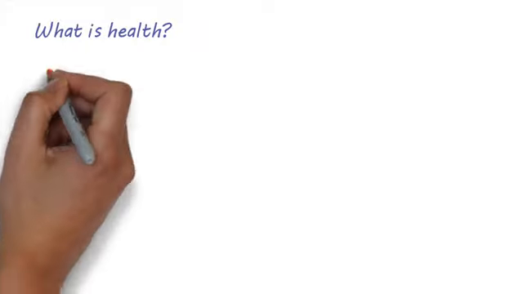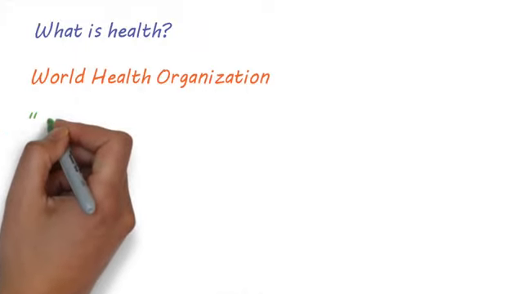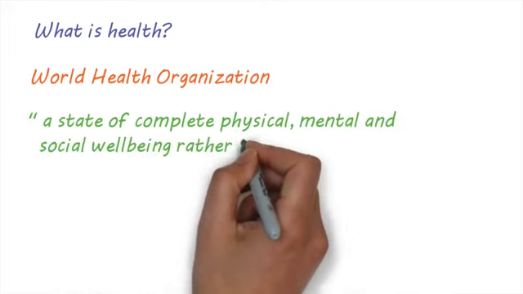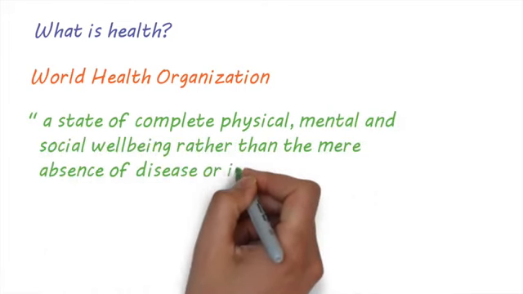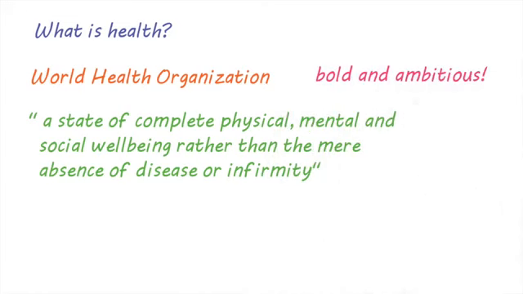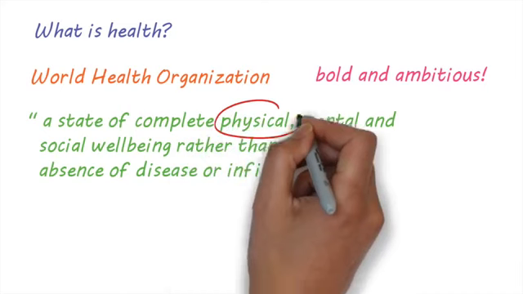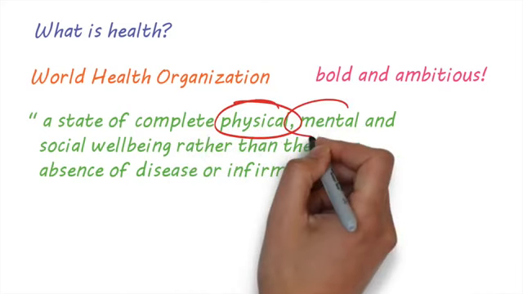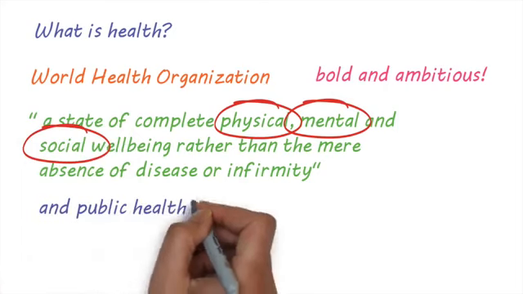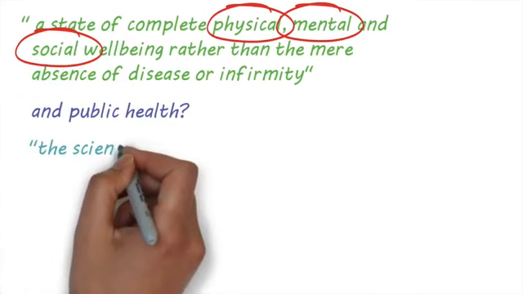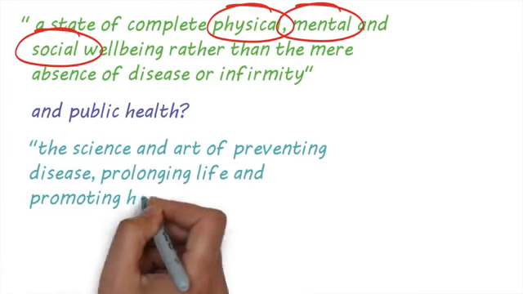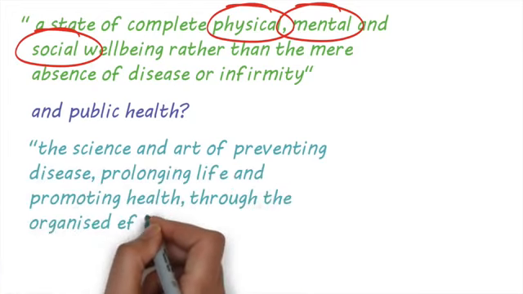The World Health Organization defines health as a state of complete physical, mental, and social well-being, rather than a mere absence of disease or infirmity. This is a pretty bold and ambitious definition that prompts people to look beyond diseases and focus not only on the physical aspect of health, but also on the mental and social aspects as well. And public health? Well, public health is the science and art of preventing disease, prolonging life, and promoting health through the organized efforts of society.